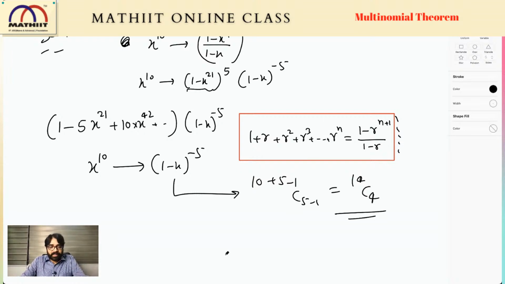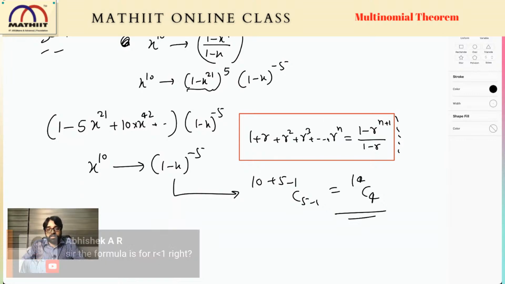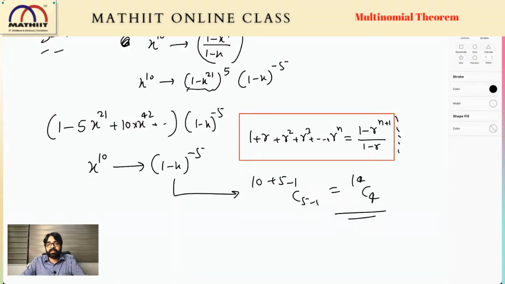Can you confirm, is it clear? Somebody is saying this formula is valid for r less than 1. No, r less than 1, r greater than 1, anything. Don't put up the condition. If any condition is there, the only thing is r should not be equal to 1. If r equals 1, then why should I use the formula? Someone is asking about this when m becomes infinity. Yes, same thing, we can understand the things.